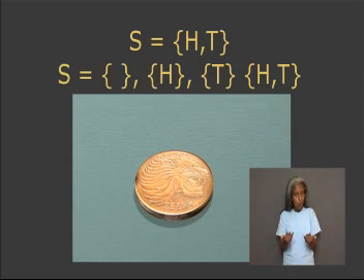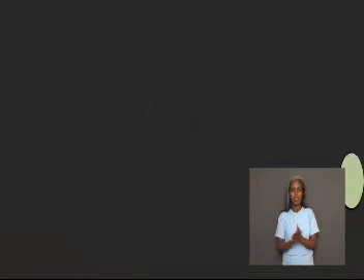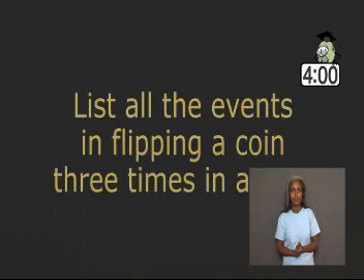Now, I would like for you to try. We will only consider the total number of events in this question, not the exhaustive number. Please list all of the events present in tossing a coin 3 times in a row. Students, let's get ready. Begin.